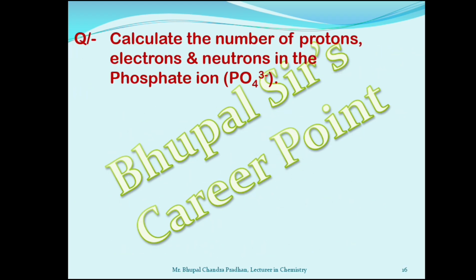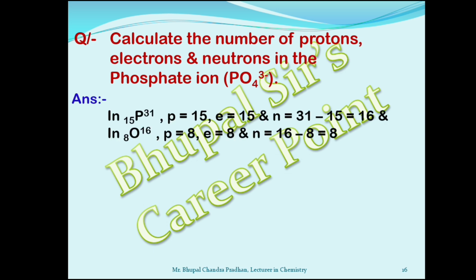Calculate the number of protons, electrons and neutrons in the phosphate ion. The symbol of the phosphate ion is PO4 3 minus. It consists of phosphorus 15, 31 and oxygen 8, 16. In phosphorus 15, 31, proton is 15, electron is 15 and neutron is 31 minus 15, that is equal to 16. In oxygen 8, 16, proton is equal to 8, electron is equal to 8 and neutron is equal to 16 minus 8, which is equal to 8.